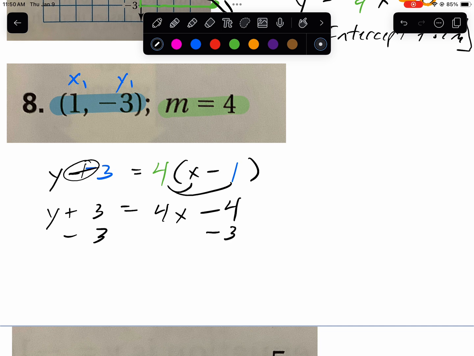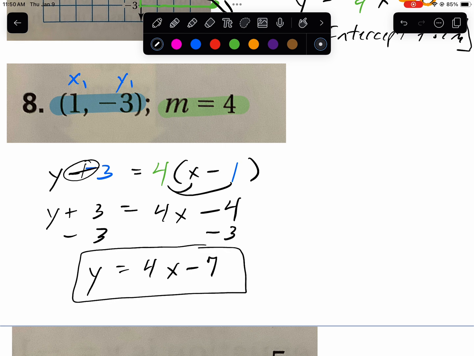Subtract your 3 from both sides, and y equals 4x minus 7. There is the slope-intercept form of the line that passes through (1, negative 3) and has a slope of 4. Okay? I'm not going to ask you to graph, but if I do just a quick sketch here: (1, negative 3), that's the initial point. A slope of 4 tells me to go up 4 from there, right 1.